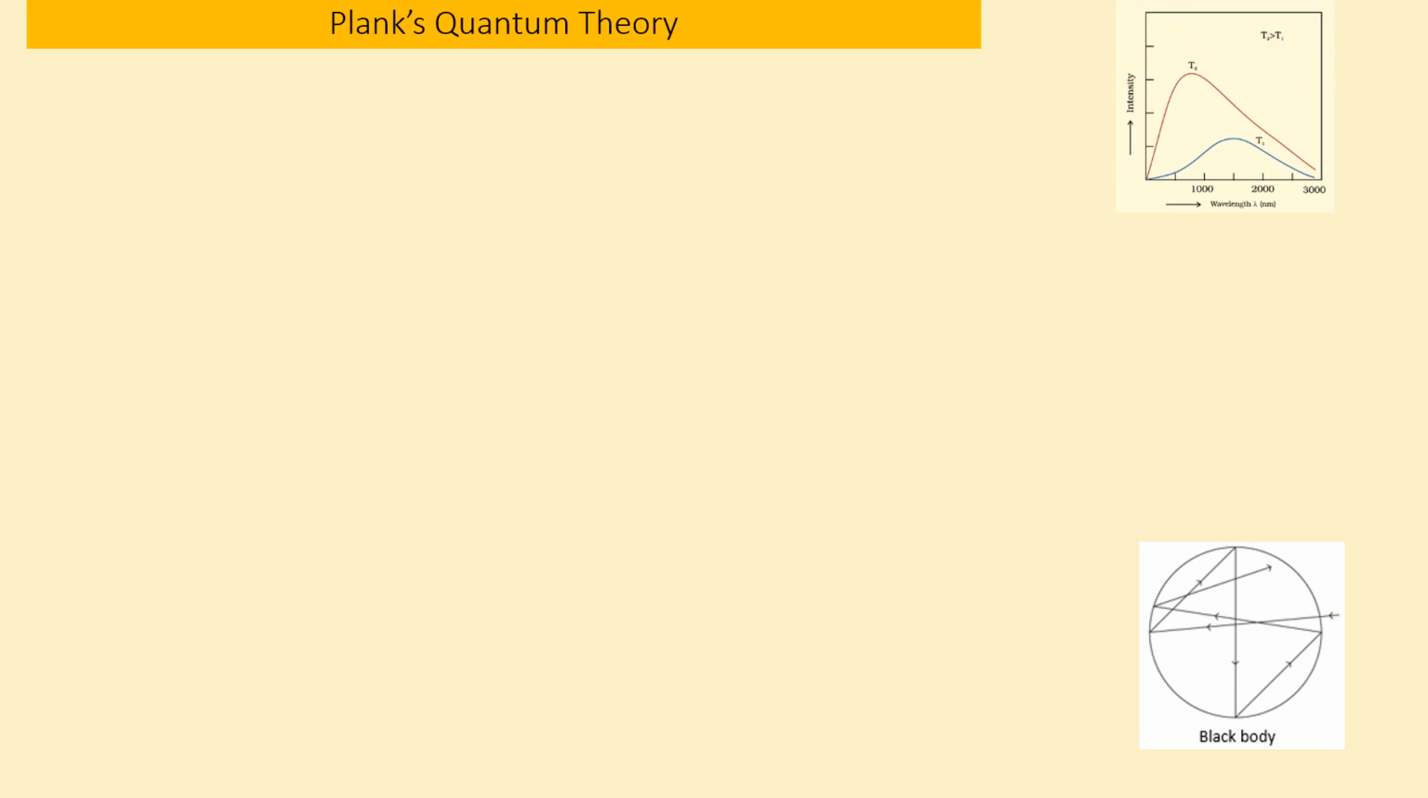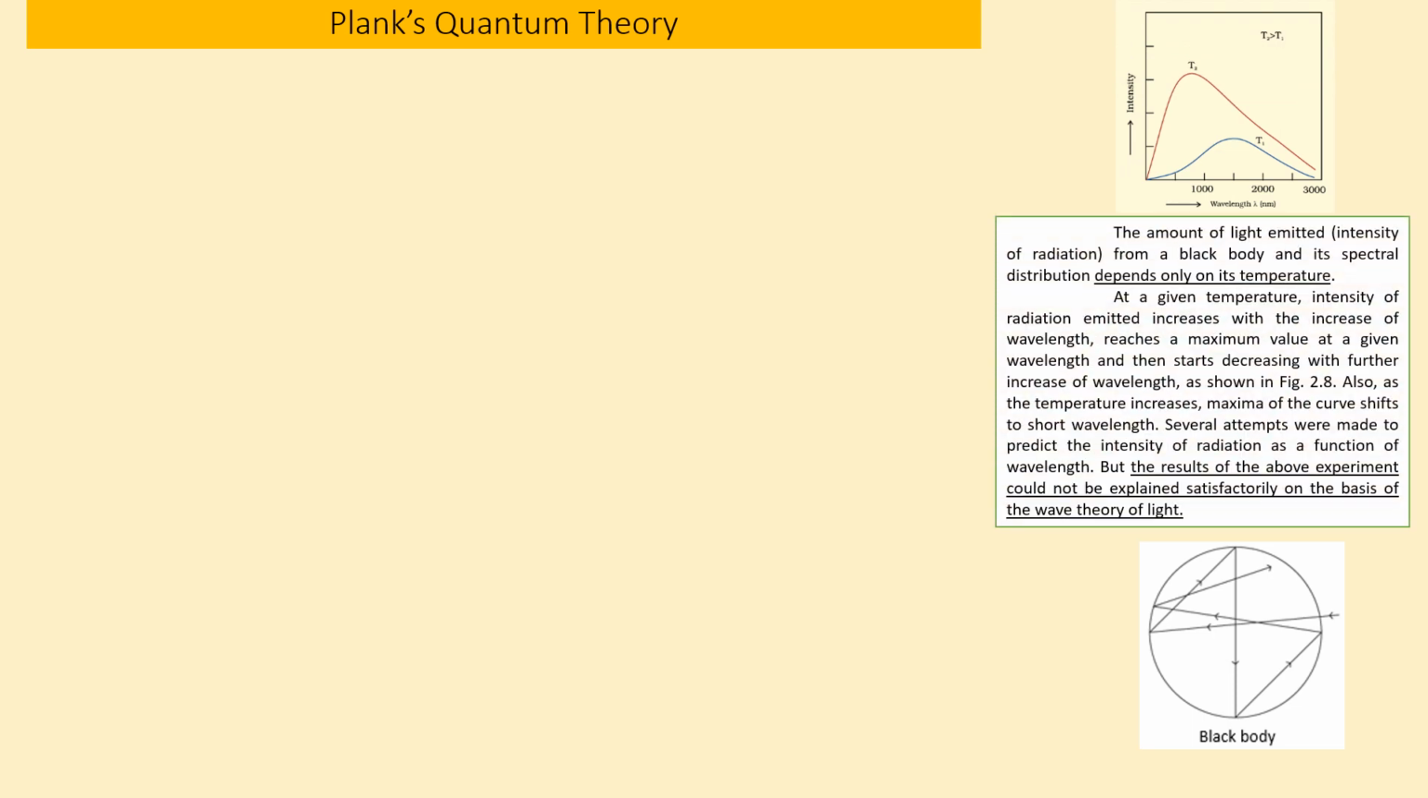Planck's quantum theory. The amount of light emitted, that is the intensity of radiation, from a black body and its spectral distribution depend only on its temperature. At a given temperature, the intensity of radiation emitted increases with the increase of wavelength and reaches its maximum value at a given wavelength, and then starts decreasing with further increase of wavelength, as shown in the figure above.